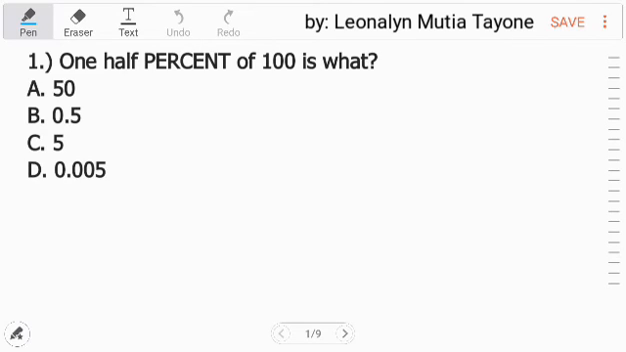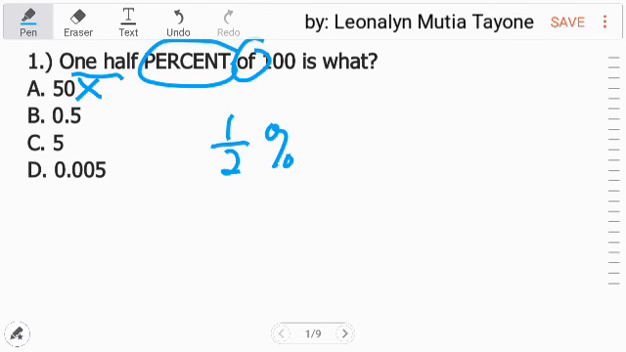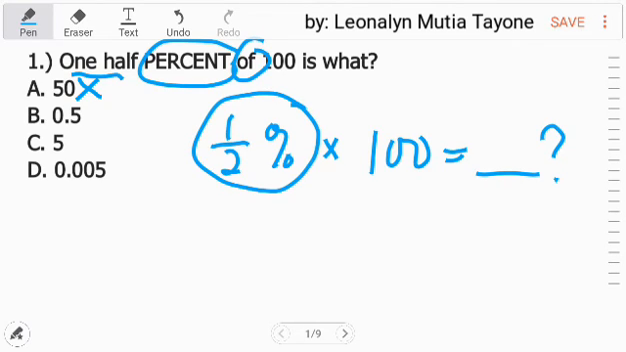Question number 1. 1/2% of 100 is what? Ang iba ay sasagot na 50. That is wrong. Unless kung ang tanong ay 50% of 100 is 50. Ang tanong dito ay 1/2% of, multiplication yan. 100 is what? 1/2% hindi siya pareho sa 50%. Hindi siya equal.